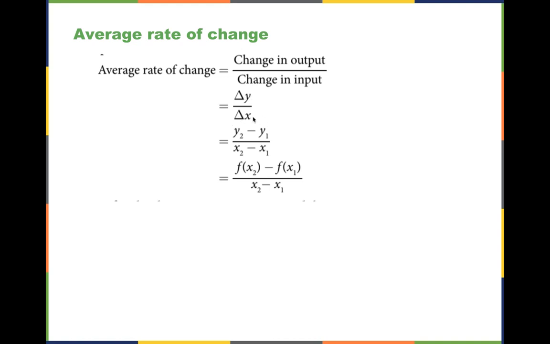And if we think back to our inputs and outputs for functions, usually our x value on the x-axis is our independent variable, right? That's our input value. And y is along the y-axis. That's our dependent variable or our output value for a function. So we can say delta y over delta x. We can also use this notation here, y2 minus y1 over x2 minus x1.